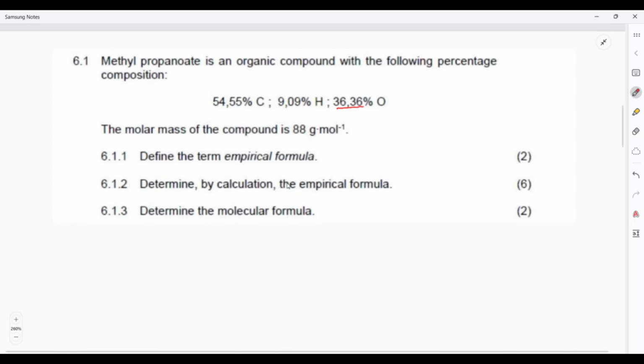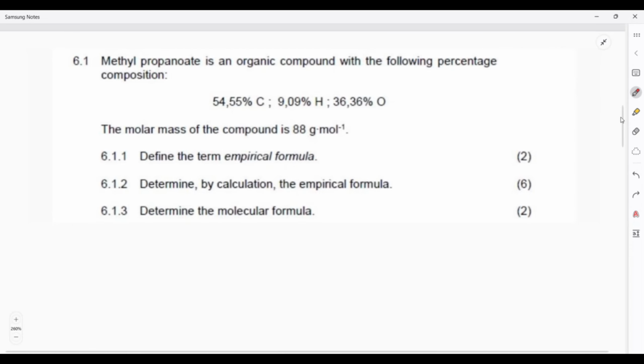Fine. Now, the first question says, define the term empirical formula. So this is one of the simplest definitions because it is just the simplest whole number ratio of atoms in a compound. So everything that starts with simple or simplest, it must be basically simple for you also. So now the second question, they said determine by calculation the empirical formula. They want you to determine it by calculations.